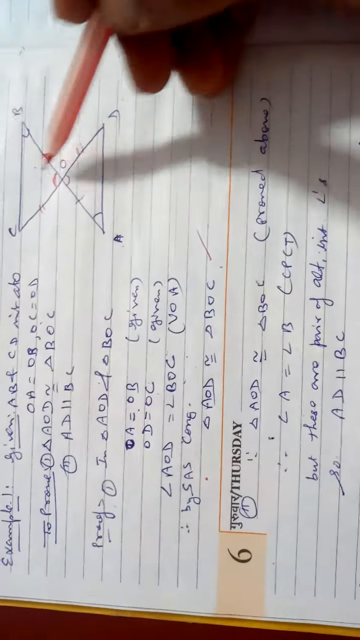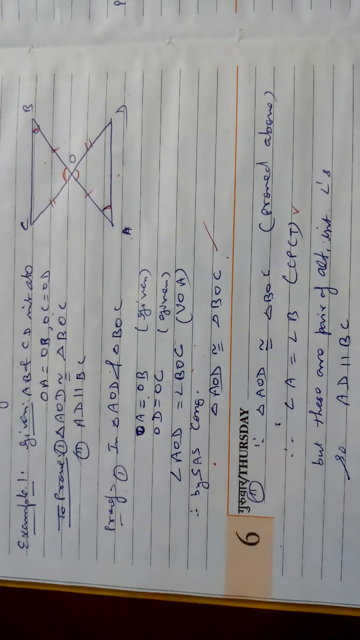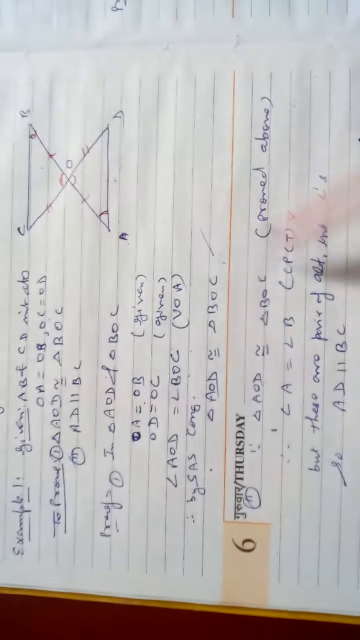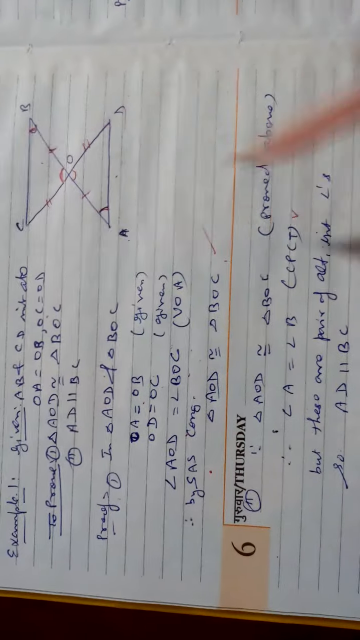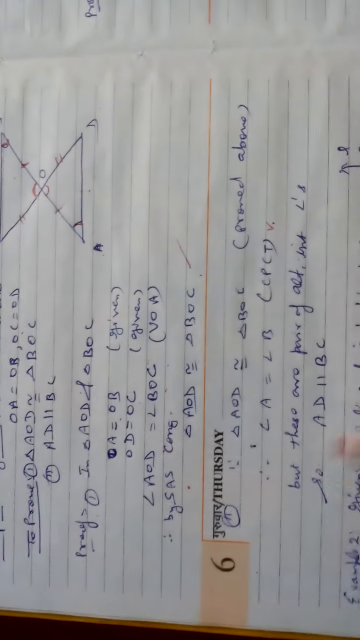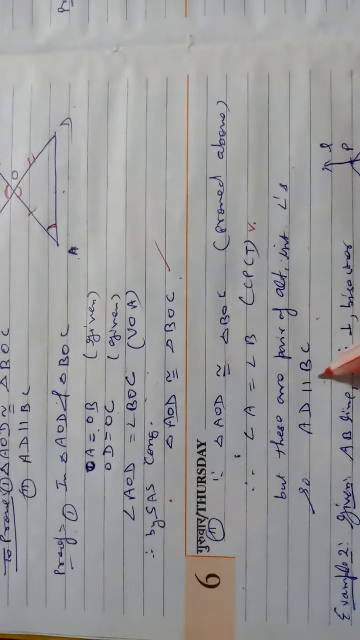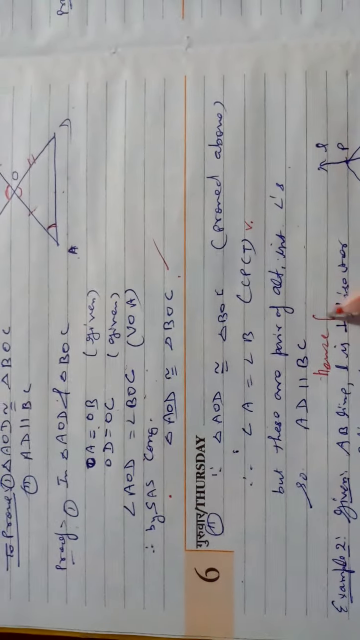Second proof: because these two triangles are congruent, angle A is equal to angle B by CPCT. But these form the alternate interior angles for AD and BC. So angle A equals angle B by CPCT, but these are a pair of alternate interior angles, so AD is parallel to BC. Hence proved.